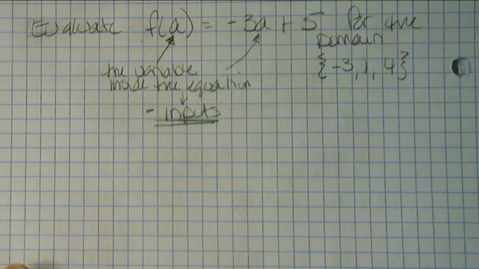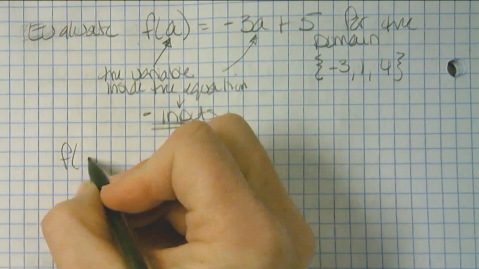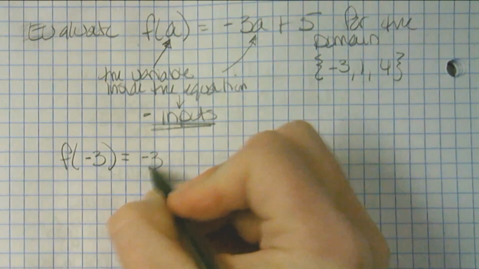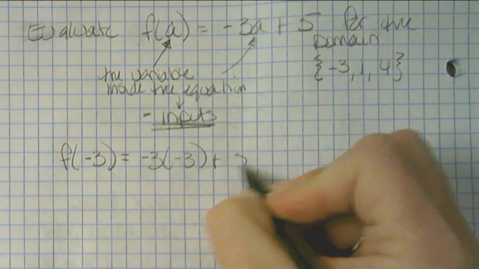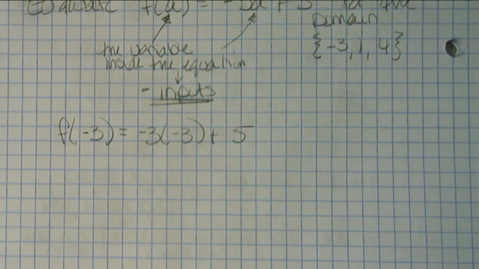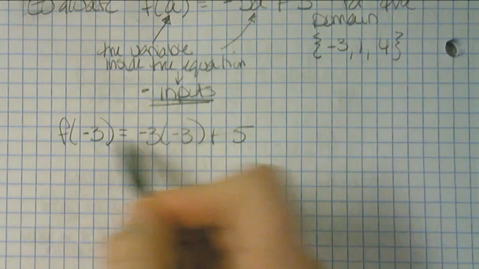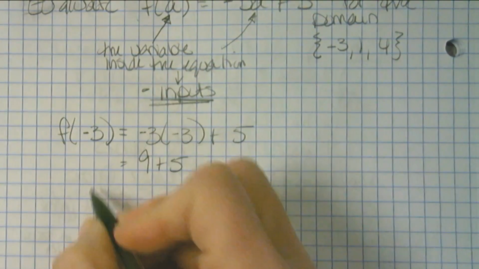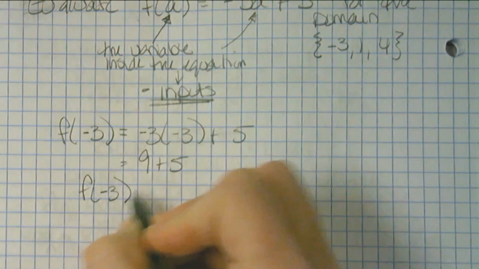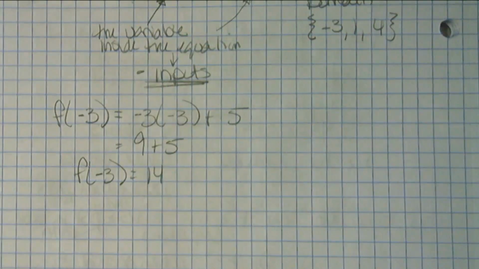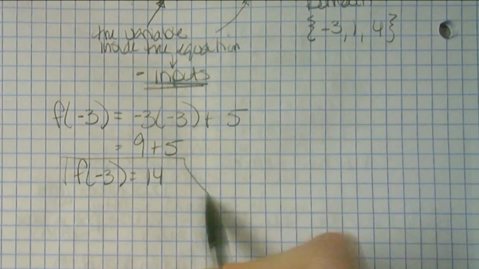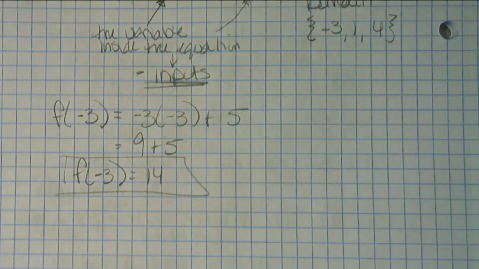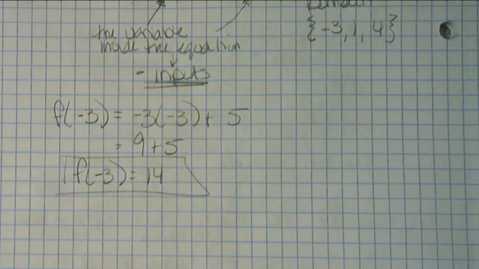Alright, so what I should see is something like this. f of negative 3 equals. And then I see you substituting that value of negative 3 in for the variable. So f of negative 3 is equal to, well, negative 3 times negative 3 is a positive 9 plus 5. So f of negative 3 is equal to 14. So you can see how nice and easy it is to see what the input was and what its output partner is. That's what I should see for each of these.